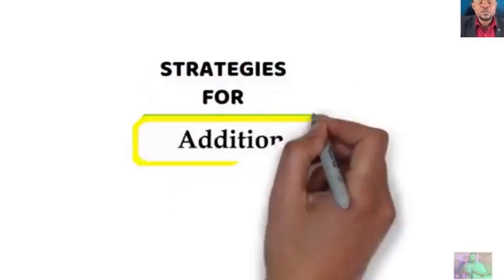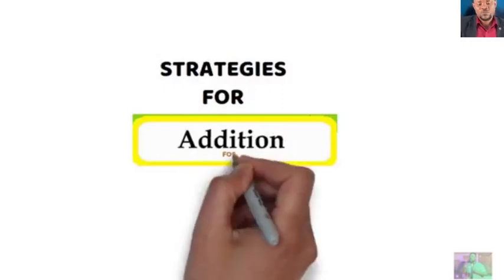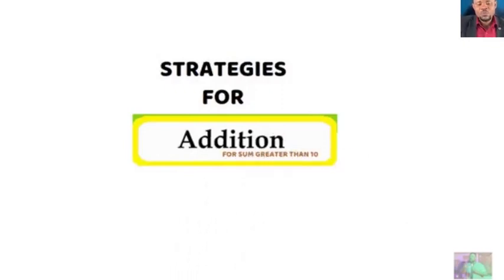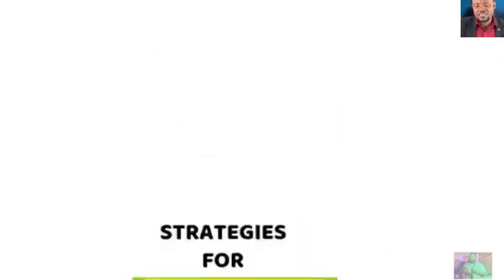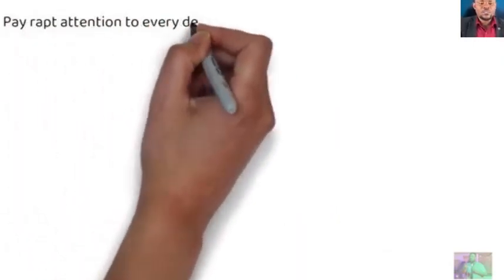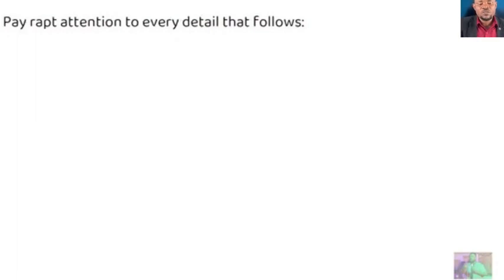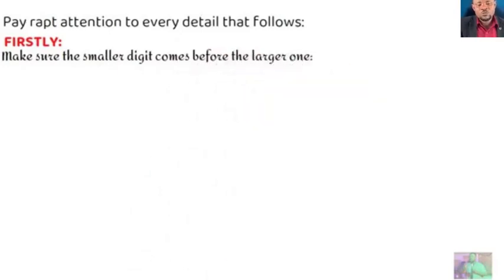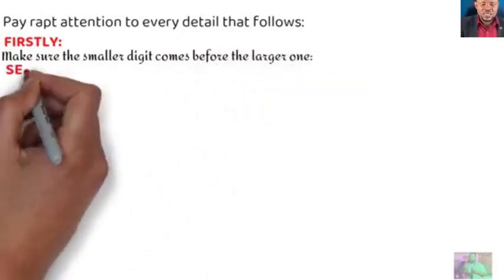Okay, strategies for addition. What we're going to be doing now is going to help you to do mental addition for 2 values that are greater than 10. If you're adding 2 tens the sum is going to be greater than 10, this strategy will help you pay attention to the details that follow. Make sure the smaller digit comes before the larger one. That's the first thing to know.